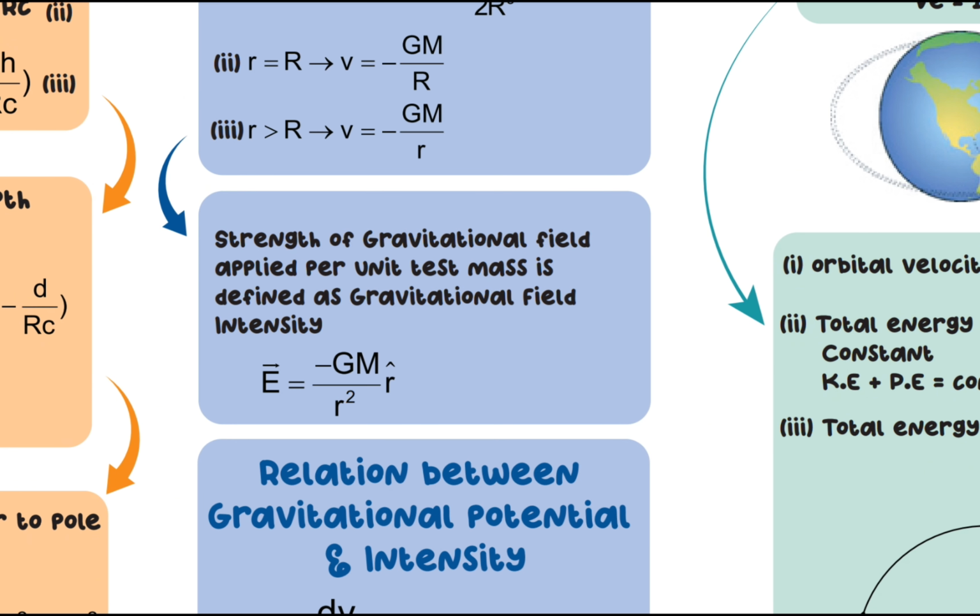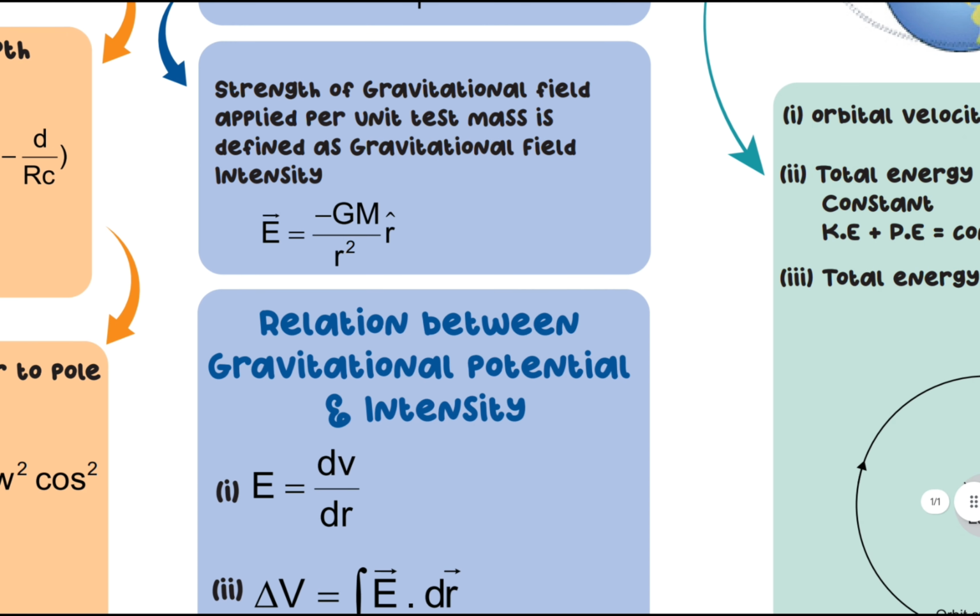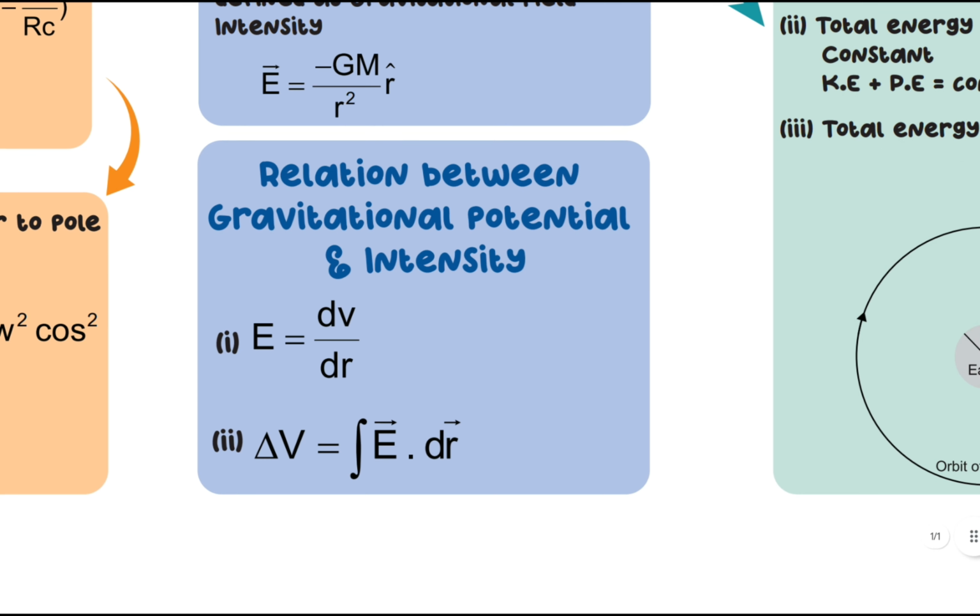Strength of the gravitational field applied per unit test mass is defined as gravitational field intensity, that is, E equal to minus GM by r square into r cap. Relation between gravitational potential and intensity: E equal to minus dV by dr. Delta V is equal to minus integral E dot dr.